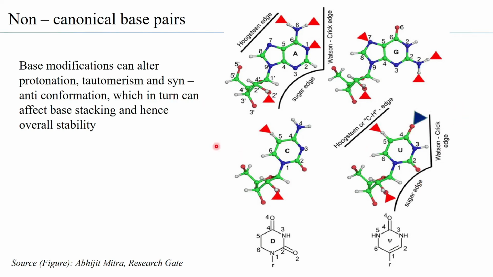So that way you will see that many base modifications affect the structure or the hydrogen bonding, and that in turn can affect the base stacking, and therefore most DNA repair mechanisms present in the cell would try to correct the alteration that has happened.